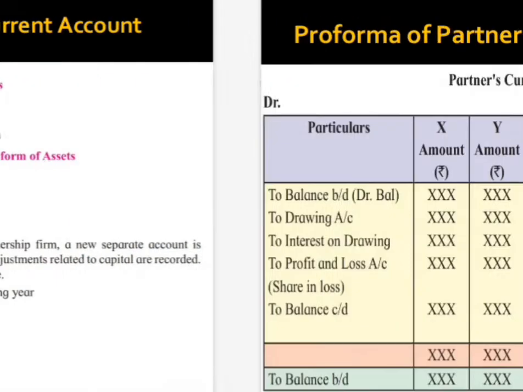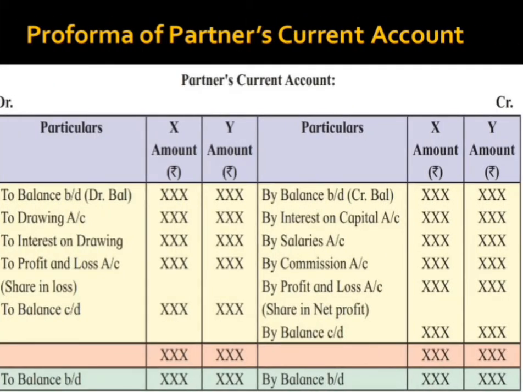Now we will see the pro forma of the partner's current account. Just observe: by balance brought down. If it's a continuing partnership firm or business, then whatever the last year's balance is carried down is brought forward to this current year. Then by interest on capital, by salaries account, by commission account, by profit and loss account, it means share in net profit. Then to drawings account, to interest on drawings account, to profit and loss account, share in loss.